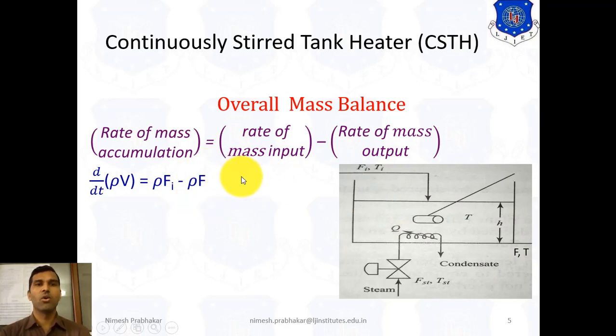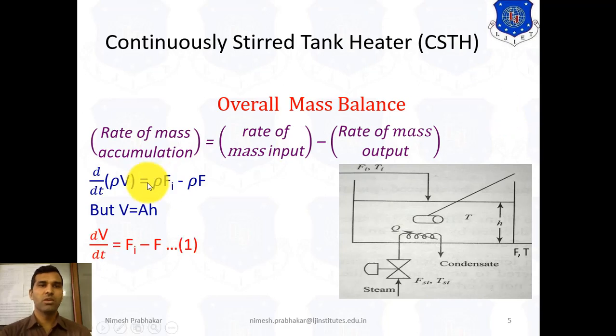Now here we consider rho constant, that means the density of the material is constant. We also know the volume can be expressed in terms of the cross-section area and the height inside this tank. That means V is equal to A into H. So here we consider rho constant. We can write this equation as dV by dt is equal to Fi minus F, and replacing V by A into H, we can write A dH by dt is equal to Fi minus F. So this is the final equation for the overall mass balance.